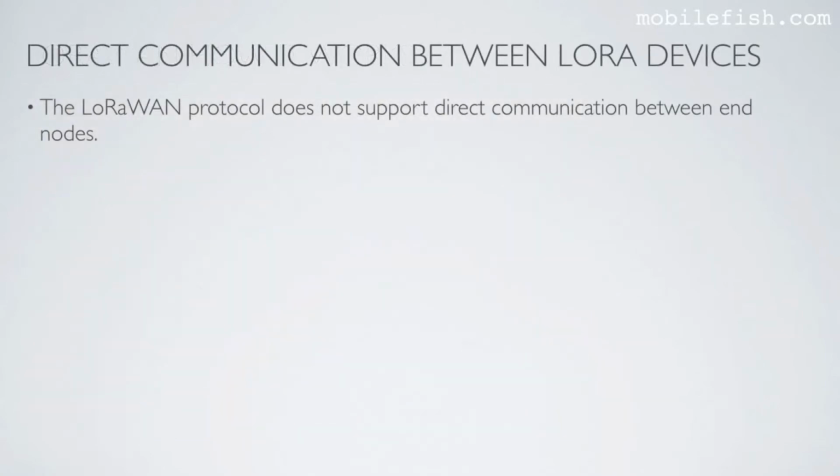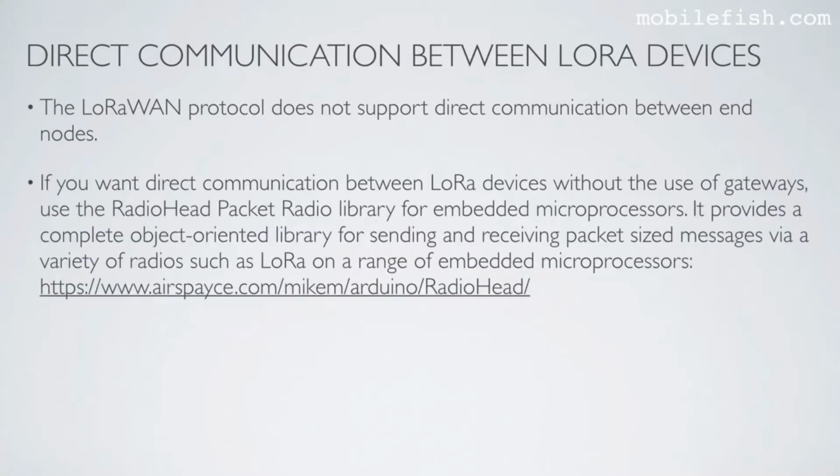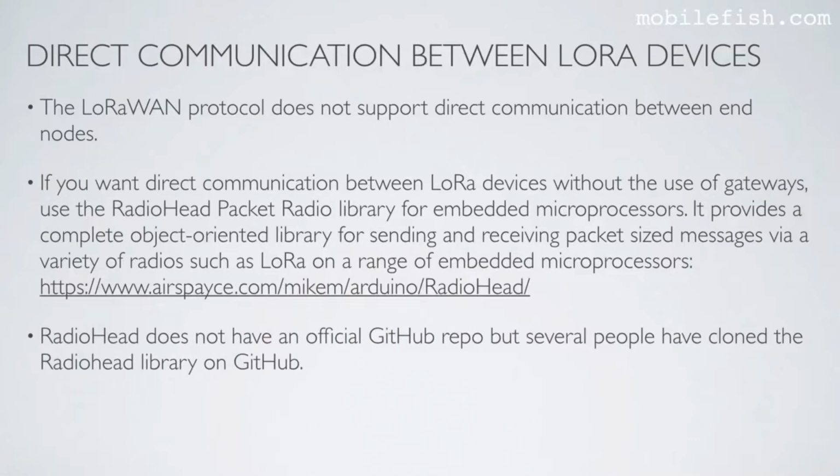The LoRaWAN protocol does not support direct communication between end nodes. If you want direct communication between LoRa devices without the use of gateways, use the RadioHead Packet Radio Library for embedded microprocessors. It provides a complete object-oriented library for sending and receiving packet-sized messages via a variety of radios such as LoRa on a range of embedded microprocessors. You can find this library at this location. RadioHead does not have an official GitHub repo, but several people have cloned the RadioHead library on GitHub.